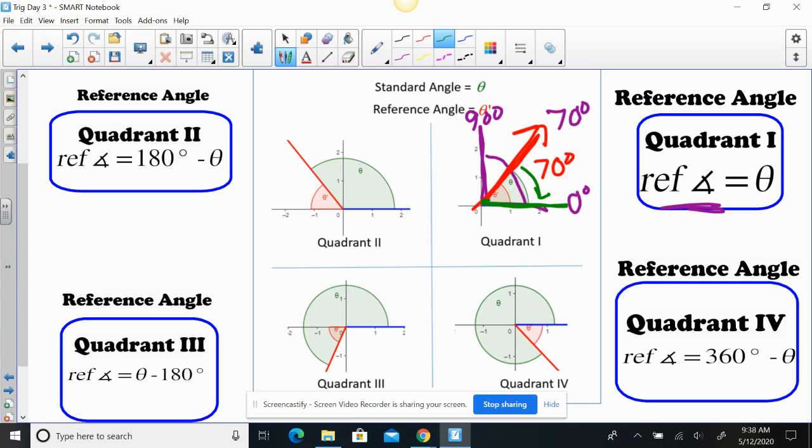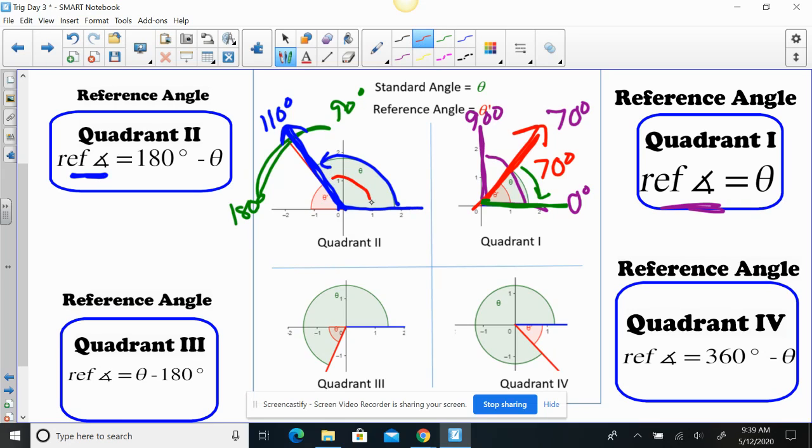Quadrant two, so now if I'm thinking quadrant two, I'm somewhere over here. So this is 90 if I'm doing the positive direction, and this is 180. So let's pick an angle between 90 and 180. Let's say that this angle right here is 110 degrees. So here's my initial side. I open up. My terminal side ends up in quadrant two. So if I'm asking you the reference angle, well, the shortest distance to the x-axis is not this way.